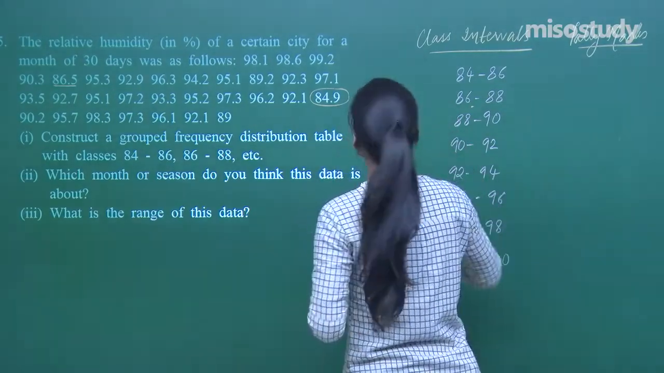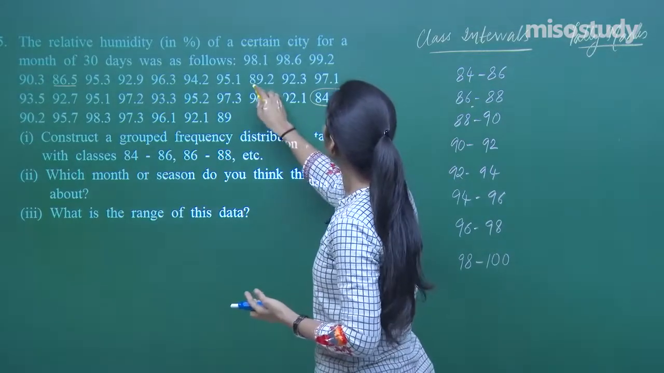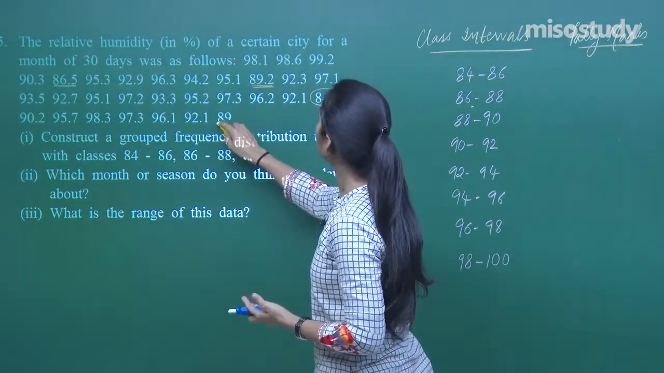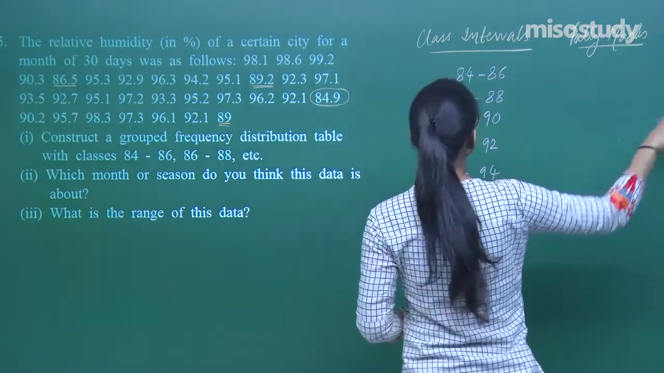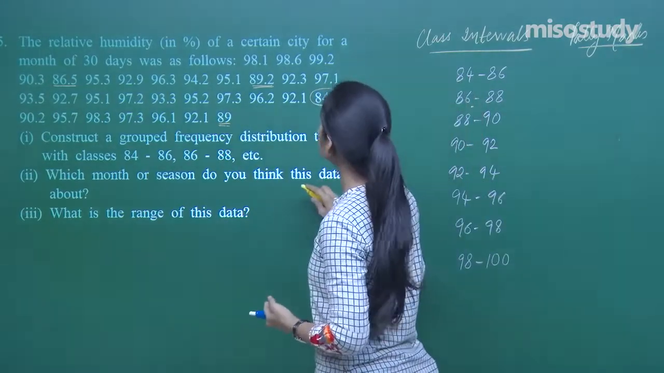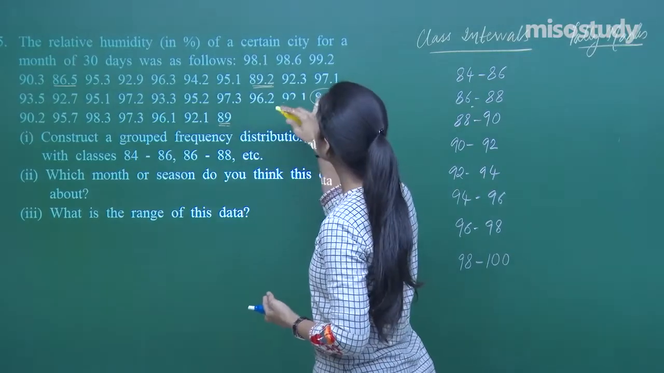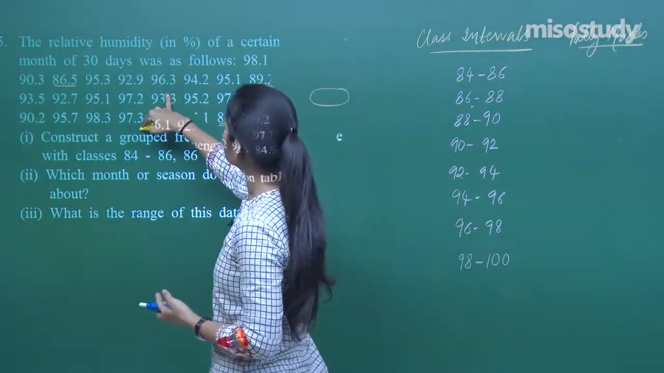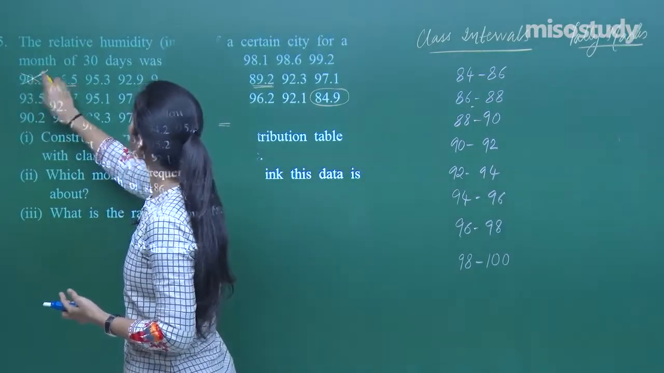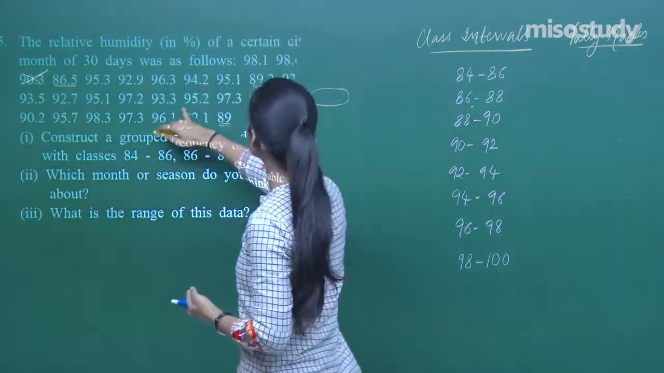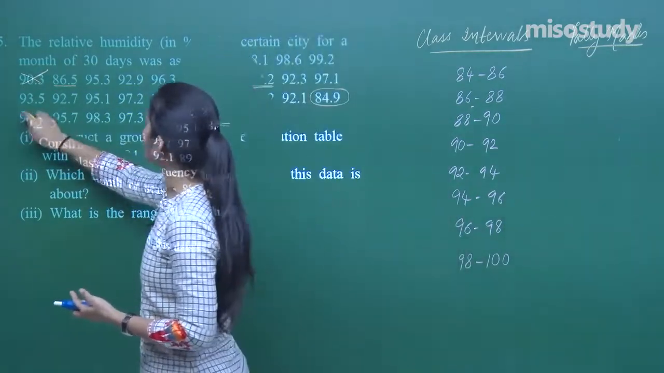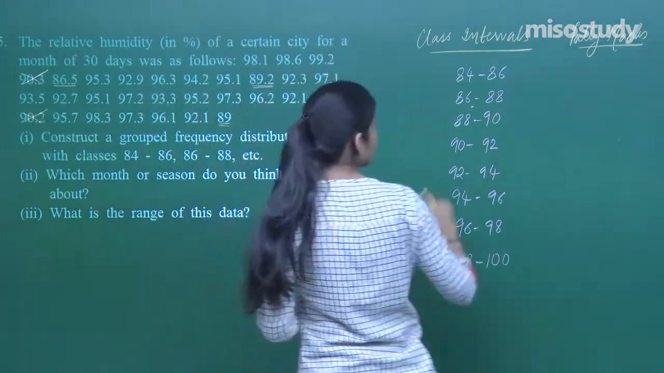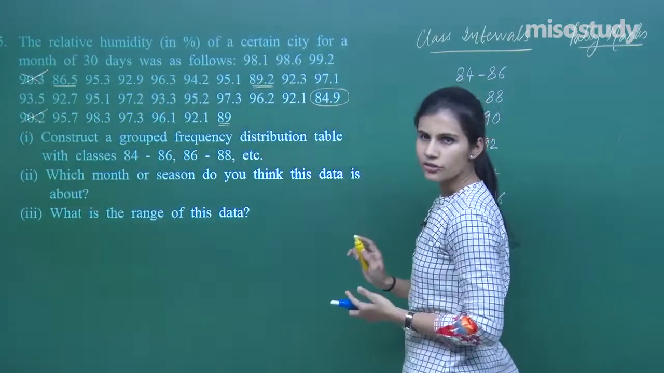So 1 again. 88 to 90, you have this and you have this, 2, so 2 I have written over here. 90 to 92, nothing is here. This is there, right? Here, there is nothing, here, there is again this. So the frequency is 2, right?